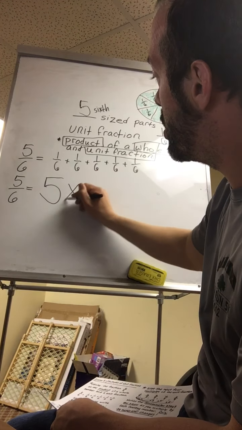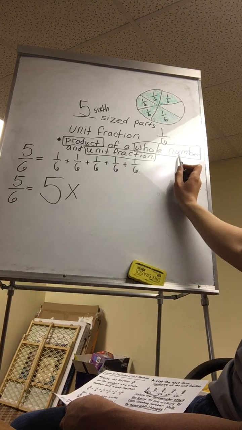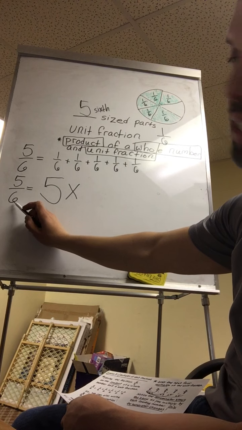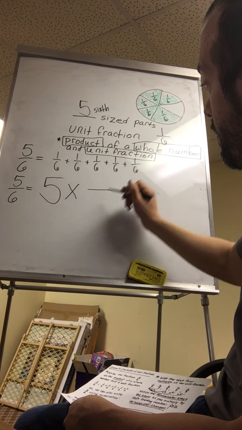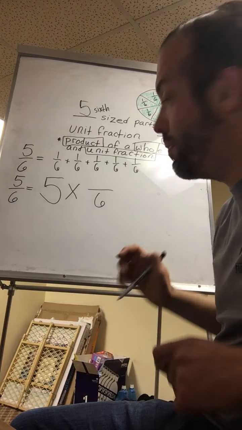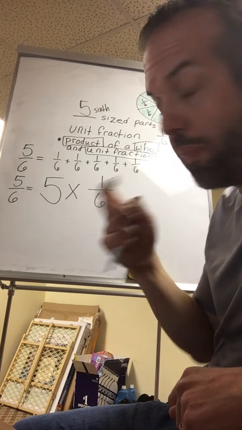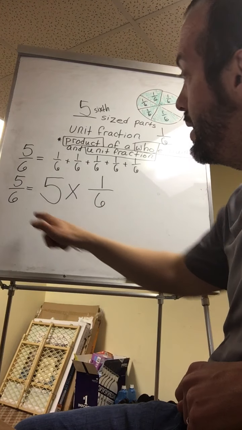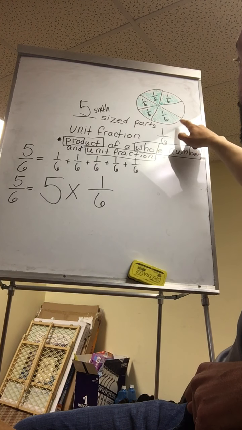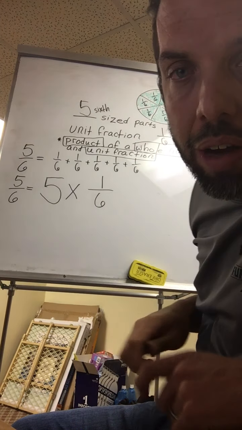Product means to multiply times a unit fraction. Because I want a product of a whole number. Here's my whole number. Product, multiply. And a unit fraction. Well, my denominator is going to stay the same. 6. What numerator could I put there to make it a unit fraction? You just wrote a fraction multiplication problem. 5 times 1/6 equals 5/6. We know that here because if we look at our model, right? I have 1/6, 1, 2, 3, 4, 5 times. How much is there? 5/6.